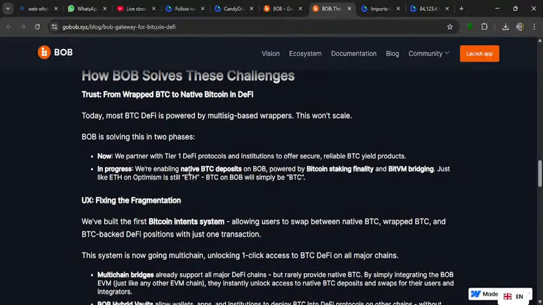Now, we partner with Tier 1 DeFi protocols and institutions to offer secure and reliable BTC yield products. And in progress, we are enabling native BTC deposits on BOB powered by Bitcoin staking, finality, and BitVM bridging, just like ETH on Optimism. ETH is still ETH, and BTC on BOB will simply be BTC.